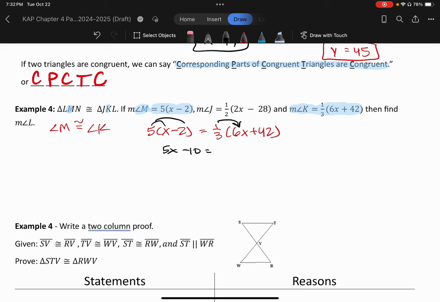If I distribute this 1/3, 1/3 is essentially the same as just dividing by 3. So this would be 1/3 times 6x would give us 2x. 1/3 times 42, that would be 14.